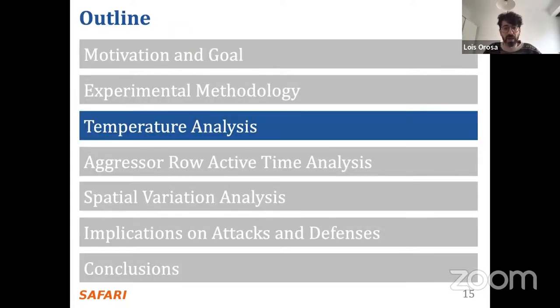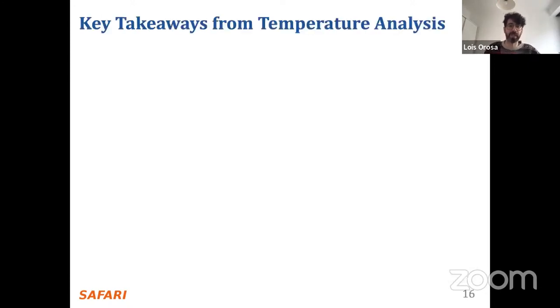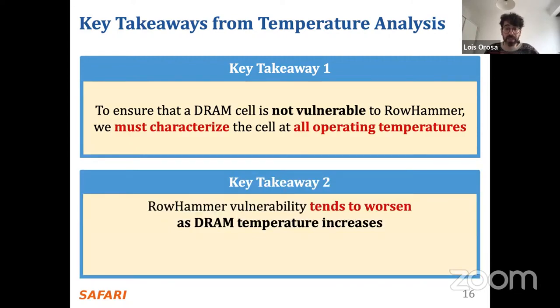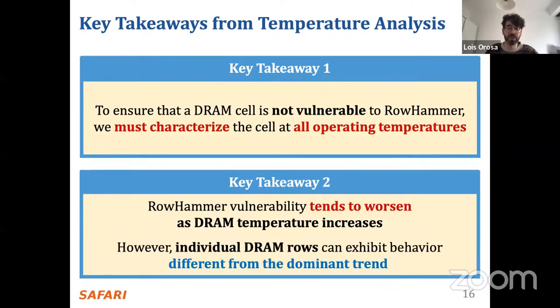Let's begin with our first analysis, that is temperature. This analysis provides two key takeaway lessons. The first is that to ensure that a DRAM cell is not vulnerable to RowHammer, we must characterize the cell at all operating temperatures. And second, RowHammer vulnerability tends to worsen as DRAM temperature increases. However, individual DRAM rows can behave differently from the dominant trend.